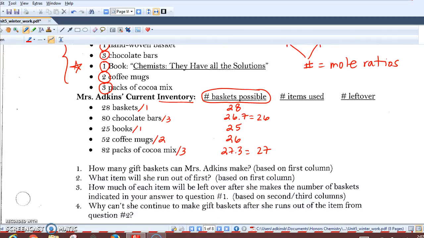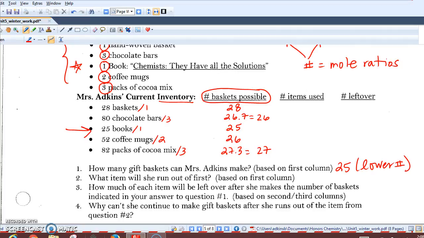So if I come down here and answer the questions, it says, well, how many gift baskets can I make based on the first column? Well, potentially 28, 26, 25, 26, 27. So based on the limiting factor, which is my books, I can only make 25. I have to take the lower number, because just like the flour example with the cake, just because you have a ton of flour doesn't mean you can make a bunch of cakes. You've got to have all the reactants or ingredients in the right amounts.